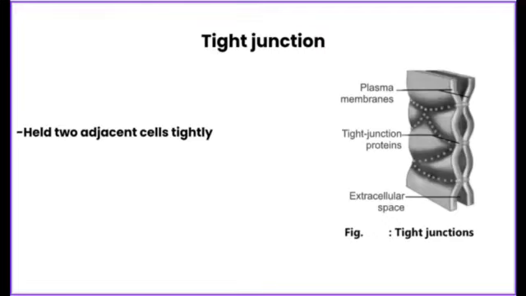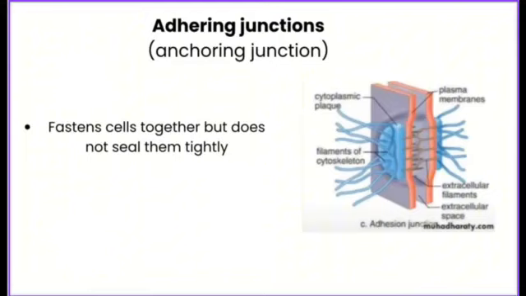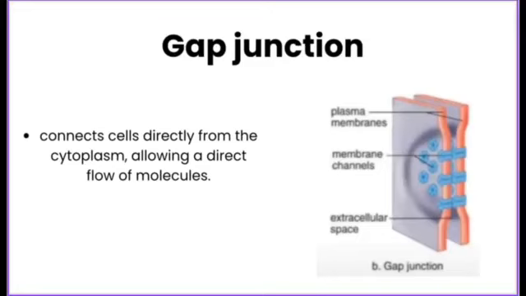An example is our skin and blood vessels. Next is adhering junction, also called anchoring junction. It is a junction that fastens cells together but does not seal them tightly. And lastly, the gap junction. It is a junction that connects cells directly through the cytoplasm, allowing a direct flow of molecules. This type of junction is important in the heart and smooth muscles.